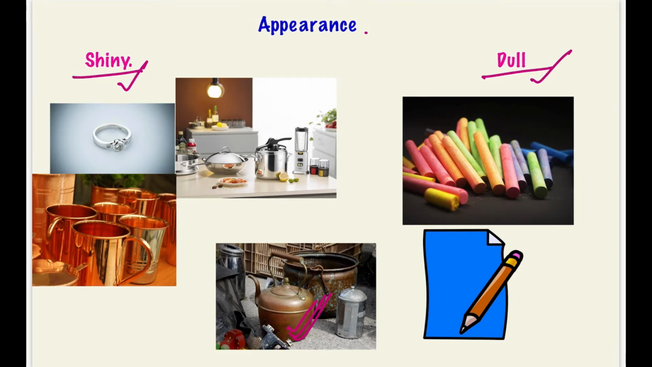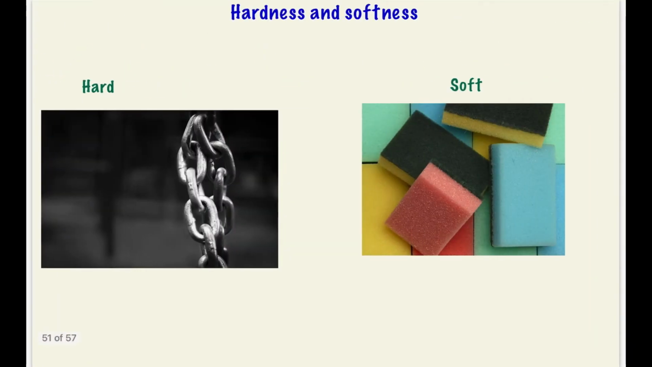So metals are generally lustrous, and other materials like wood, charcoal, chalk, and paper are dull. So these materials are dull and metals are generally shiny. So based on appearance, we have two groups, shiny and dull. Now the next property is hardness and softness.